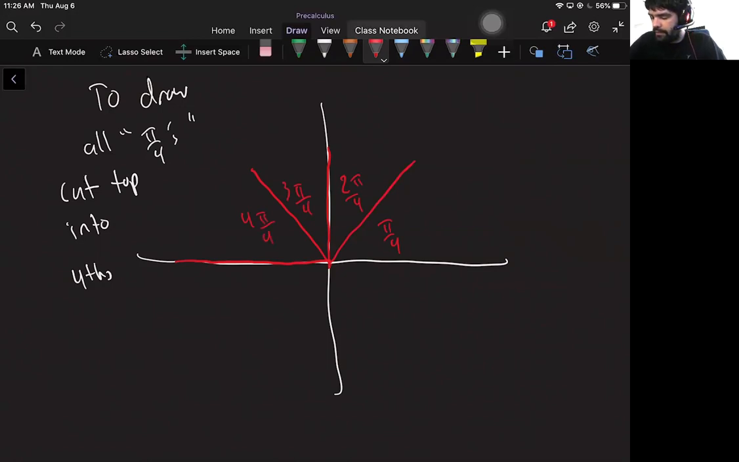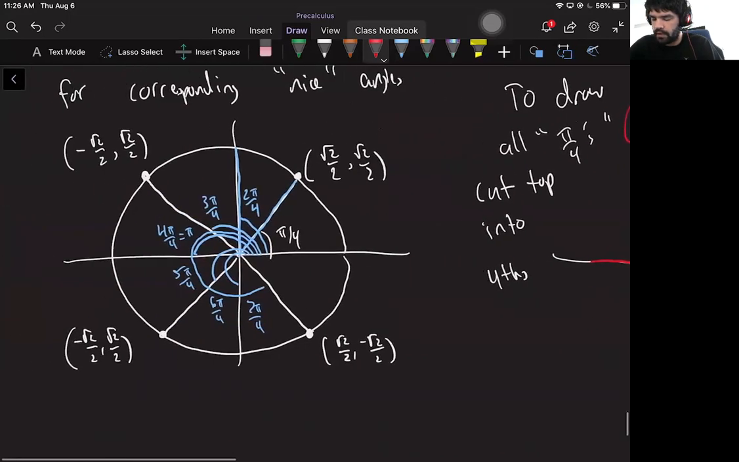And then to get the point on the unit circle corresponding to that angle, you just have to look at this guy and say, is it going left or down or up or right? And then it'll be exactly the same number-wise, except because you're going left in this situation, you put the negative on the x. And then you also cut the bottom into fourths to get the rest. 1, 2, 3, 4. And then it's the same picture that I drew over here.